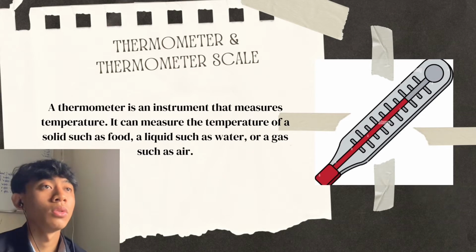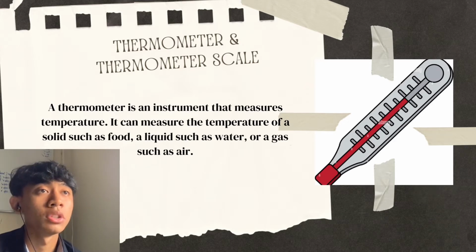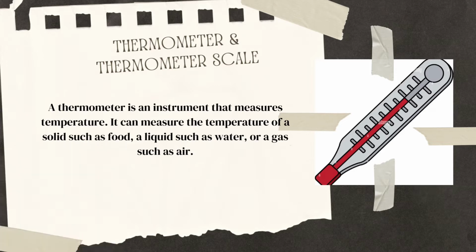So now it's about the thermometer and thermometer scale. A thermometer is an instrument that measures temperature. It can measure the temperature of a solid such as food, a liquid such as water, or a gas such as air.